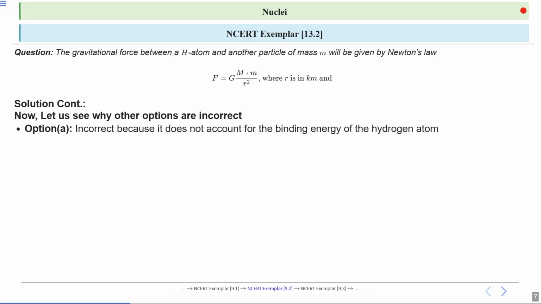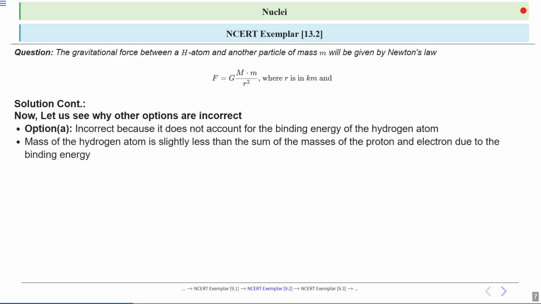The option A is wrong because it ignores the hydrogen atom's binding energy, that is the energy corresponding to mass defect, and tells us how strongly the particles are held together. The hydrogen atom's mass M is slightly less than the sum of proton and electron masses due to binding energy.